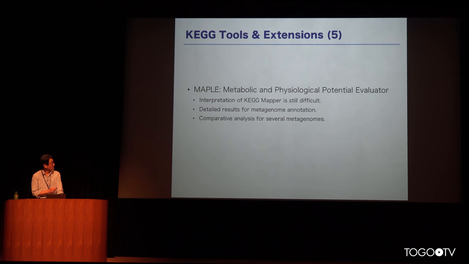And KEGG mapper, after the functional annotation, is a very good tool to view the global view or general view of the pathway maps. But it is still a bit difficult to interpret the result, whether the genome has a dysfunction or not. So we would like to make this easier.